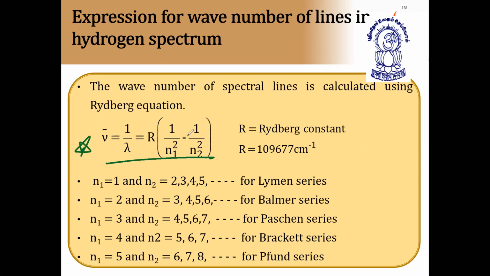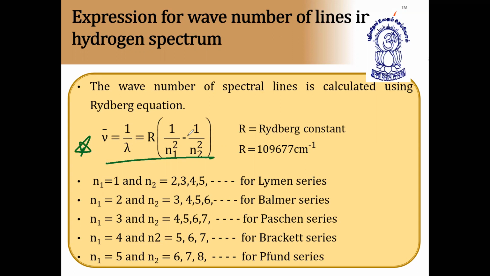Kindly note down. So for Lyman series, n1 is equal to 1, already we know. n2 can be 2, 3, 4, 5, meaning greater than 1, and it can be up to infinity. Similarly for Balmer series, n1 is equal to 2 and n2 is equal to 3, 4, 5, 6. So this table is very important, because they'll ask questions like this: find the wavelength of the electron in Balmer series when the electron jumps from second orbit to third orbit, like that.